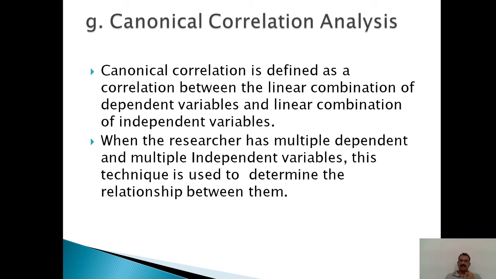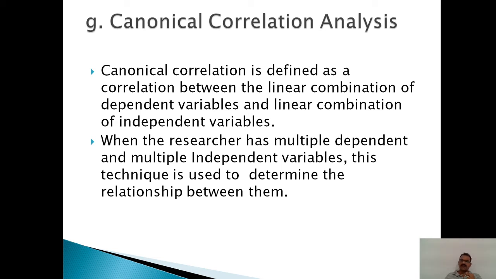Canonical correlation analysis. Canonical correlation is defined as a correlation between the linear combination of dependent variables and a linear combination of independent variables.